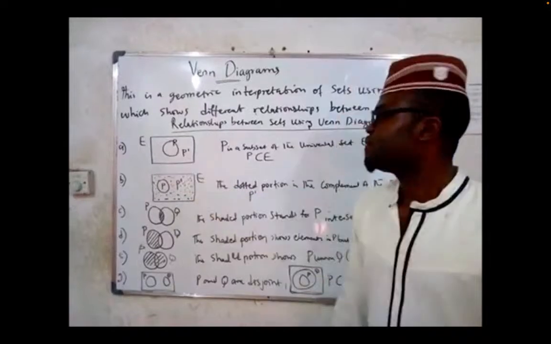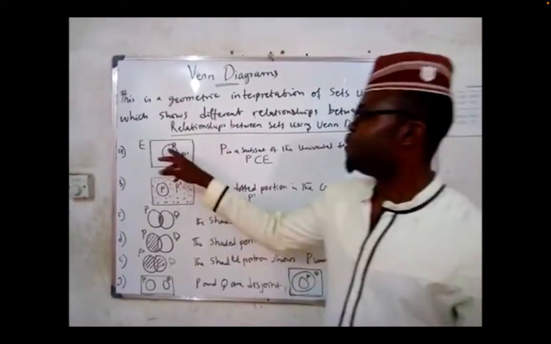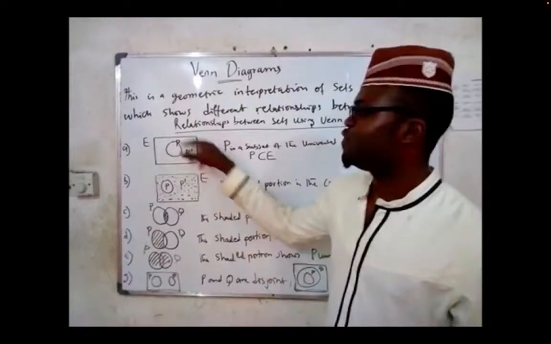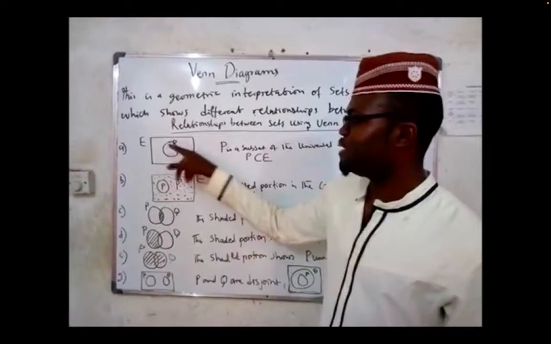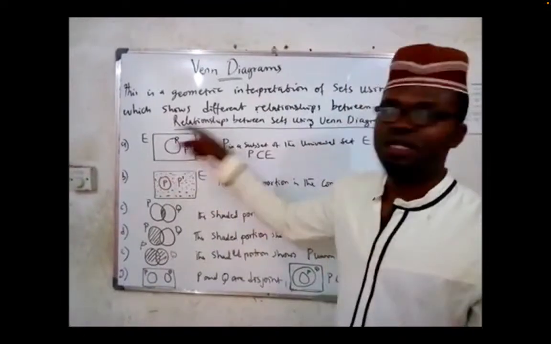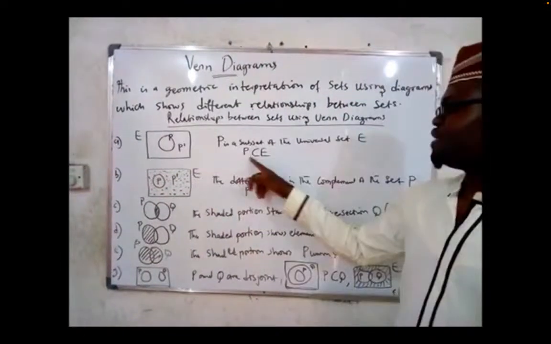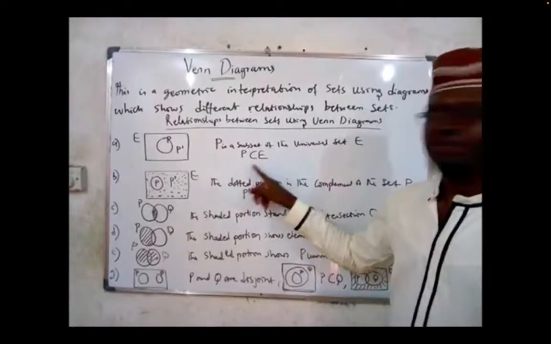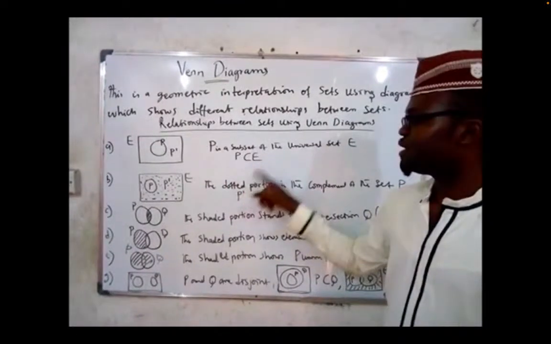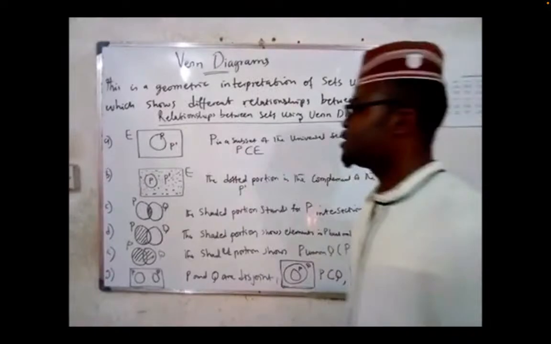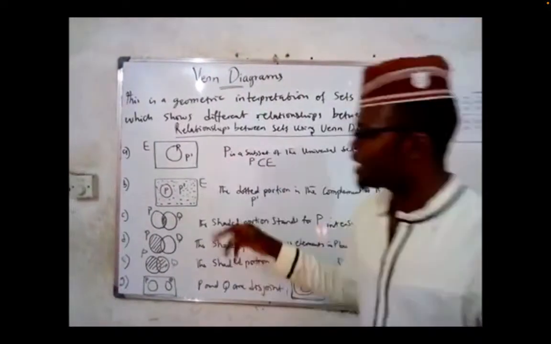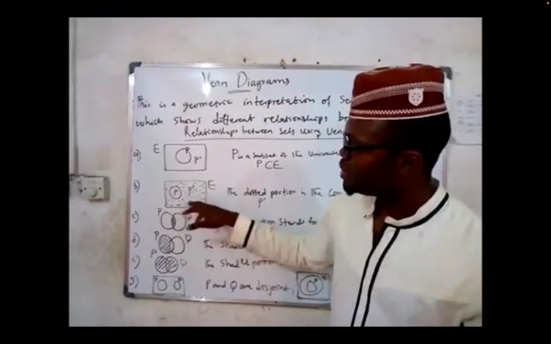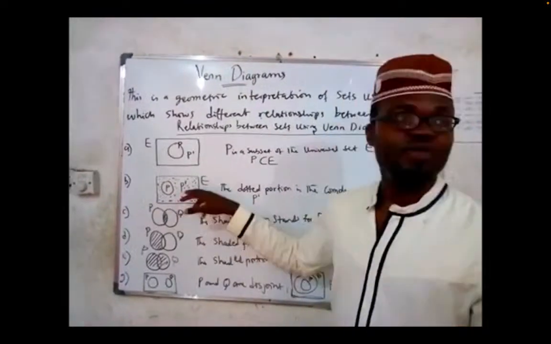Is that clear? And we can also say that P is a subset of the universal set. Because P, this circle, is contained inside a block known as the universal set. Is that clear? We represent subset like this. P is a subset of the universal set. Then we look at this. The dotted portion is the complement of set P. Can you see the dotted portion? Why is it the complement of P?